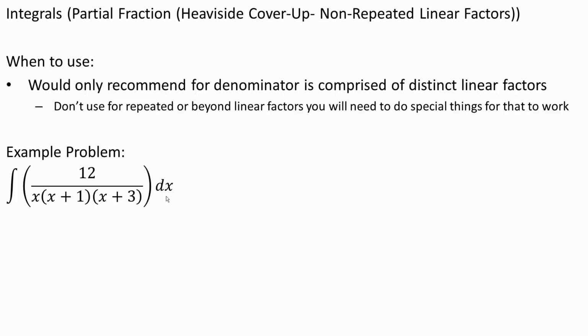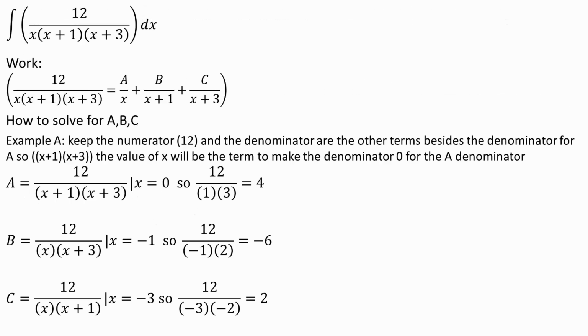And so this right here is the problem that we will solve together. With this method, like with the other partial fraction methods, we would say that is equal to A divided by x plus B divided by x plus 1 plus C divided by x plus 3. So each term: x, x plus 1, x plus 3. And now we need to solve for A, B, and C.